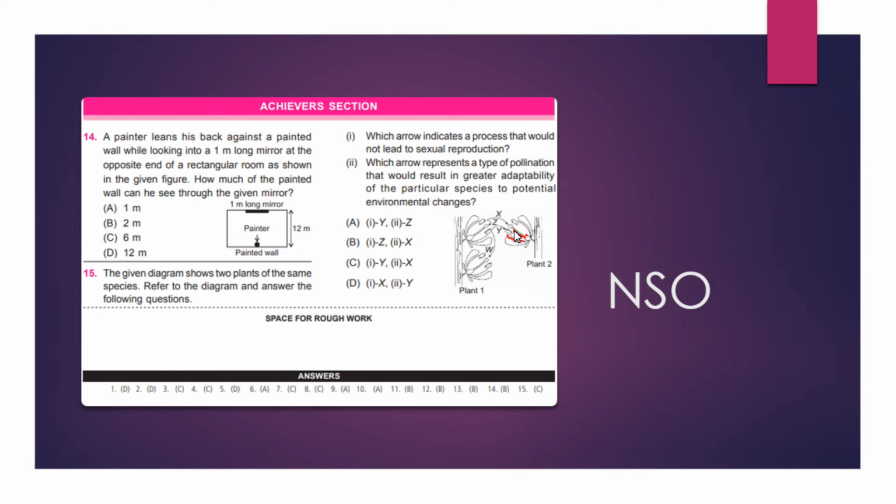So just visualize the situation. Which of the following cannot be a type of sexual reproduction? So it's actually the Y arrow. Now which arrow represents a type of pollination that would result in greater adaptability of the particular species to potential environmental changes? The pollen grains are transferred from stamen to pistil. That is the right answer. So C is the answer.